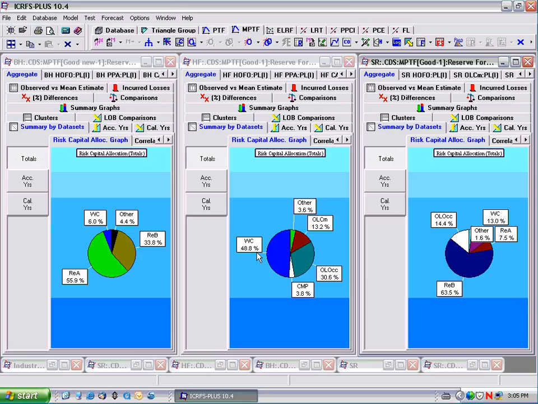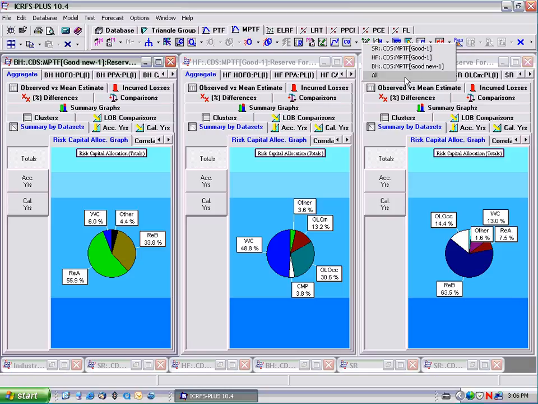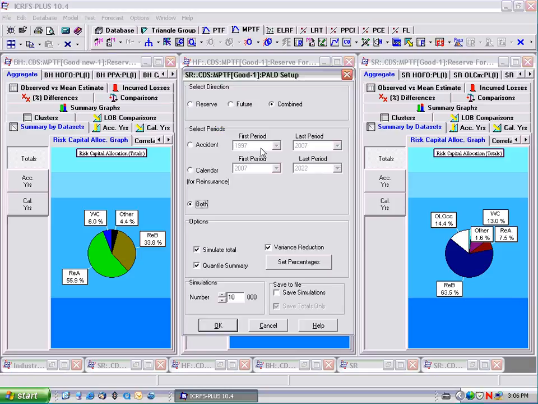Well, the risk capital allocation depends on a variance formula. So given that Hartford writes a large proportion of its business as workers' comp, it would require a lot of risk capital. And then we've got Berkshire Hathaway, which is only 6%.